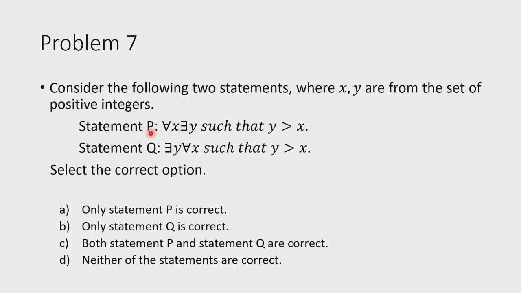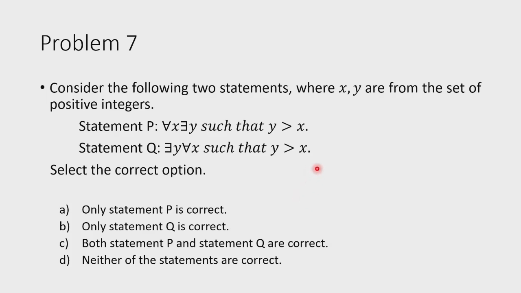So x and y are 1, 2, 3, 4, and so on, right? The first statement is statement P: for all x, there exists y such that y is greater than x. The second statement is Q: there exists y for all x such that y is greater than x. We are supposed to select the correct option. The options are: only P is correct, only Q is correct, both P and Q are correct, and none of the statements are correct. Would someone like to guess the answer, or do you know the answer?